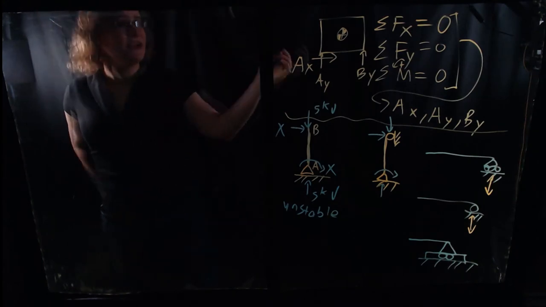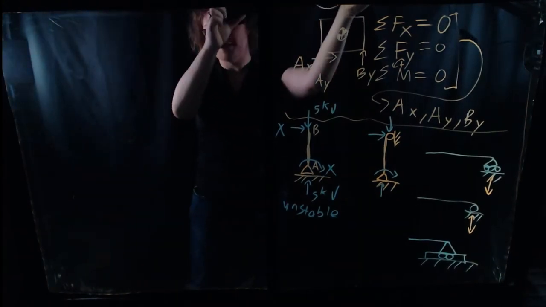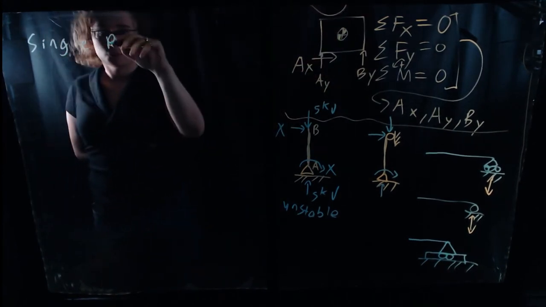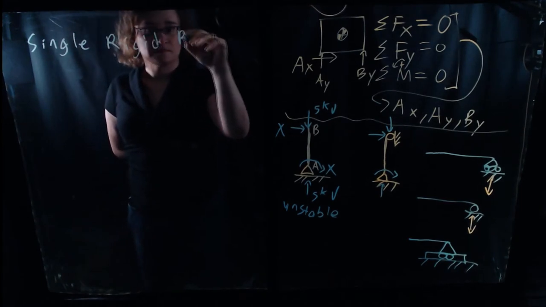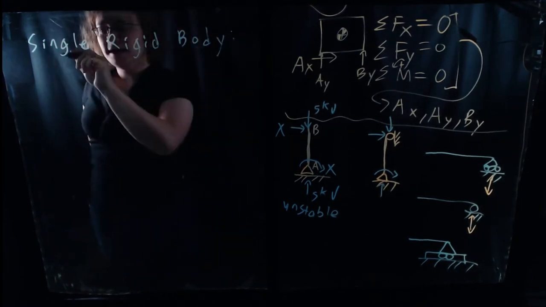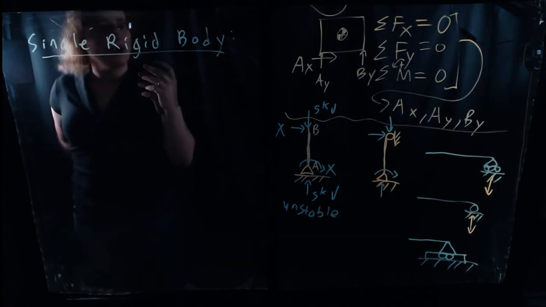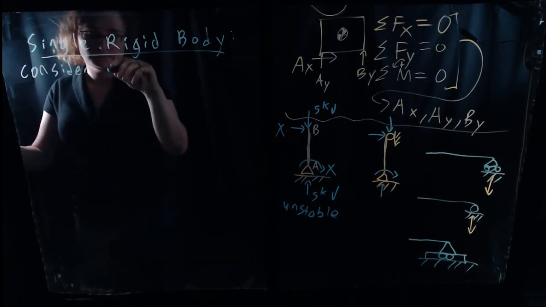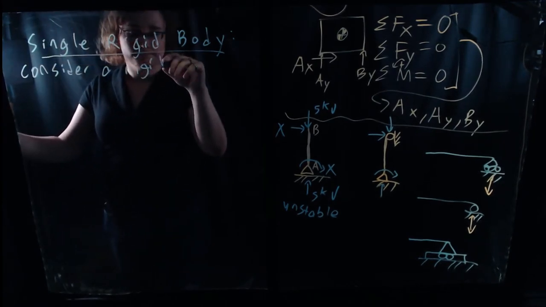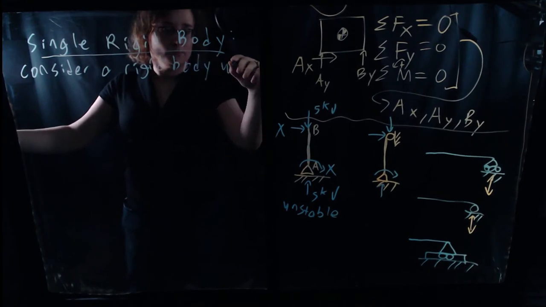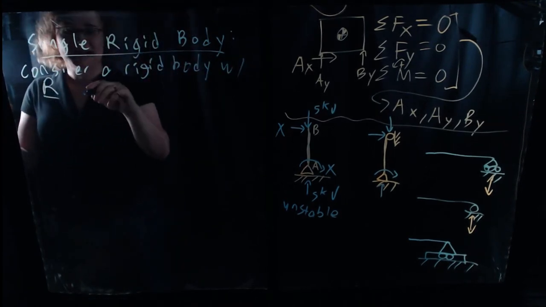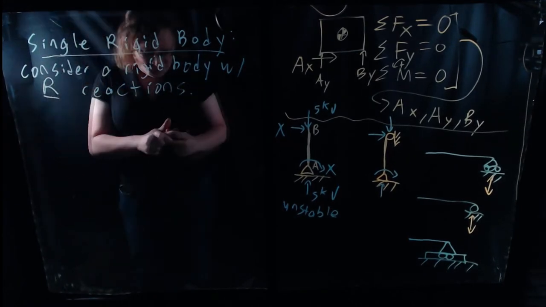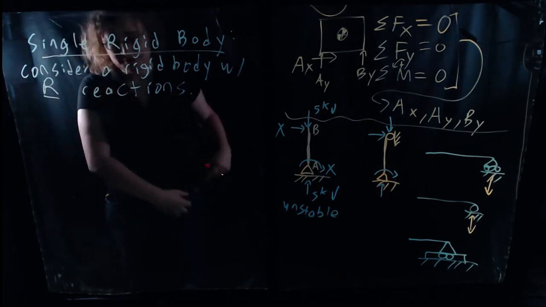So let's say you have a single, let's look at the single rigid body case first. And we're going to consider a single rigid body with R number of reactions. With R reactions. So, in other words, a structure, let's look at some examples.